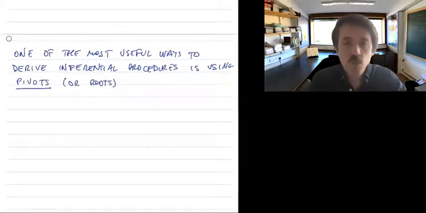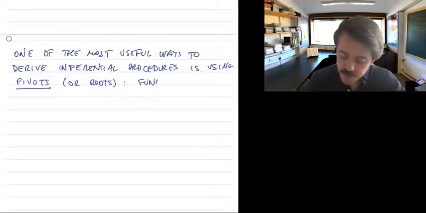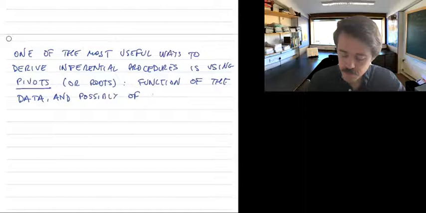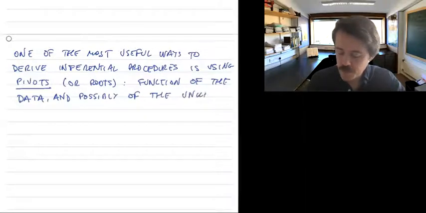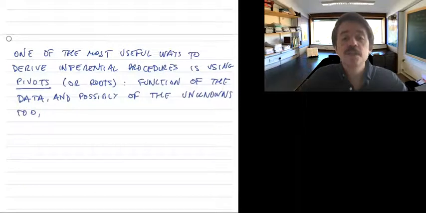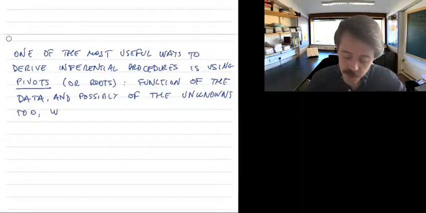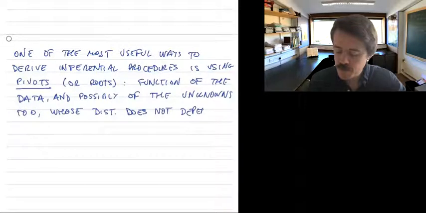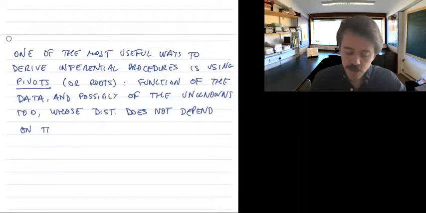Okay. So what is a pivot? Well, this is a function of the data and possibly of the unknowns too. But that is very special because even though it may depend on the unknowns, its distribution does not depend on the unknowns.